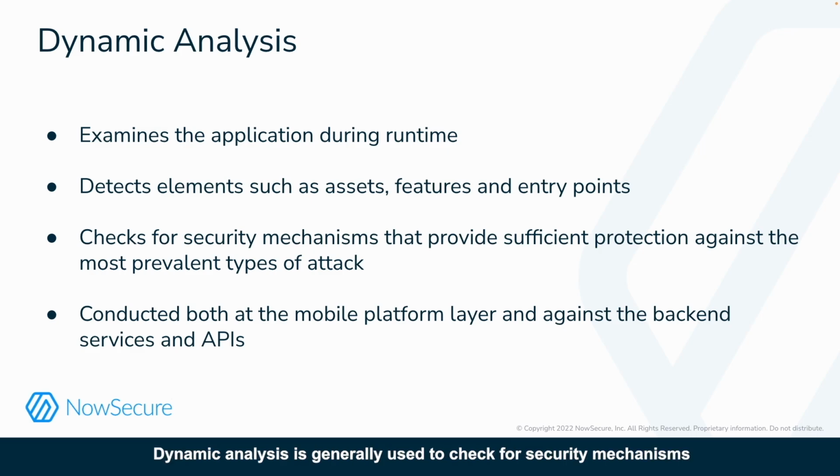Dynamic analysis is generally used to check for security mechanisms that provide sufficient protection against the most prevalent types of attack, such as disclosure of data in transit, authentication and authorization issues, and server configuration errors. Dynamic analysis is conducted both at the mobile platform layer and against the backend services and APIs where the mobile app's requests and response patterns can be analyzed.